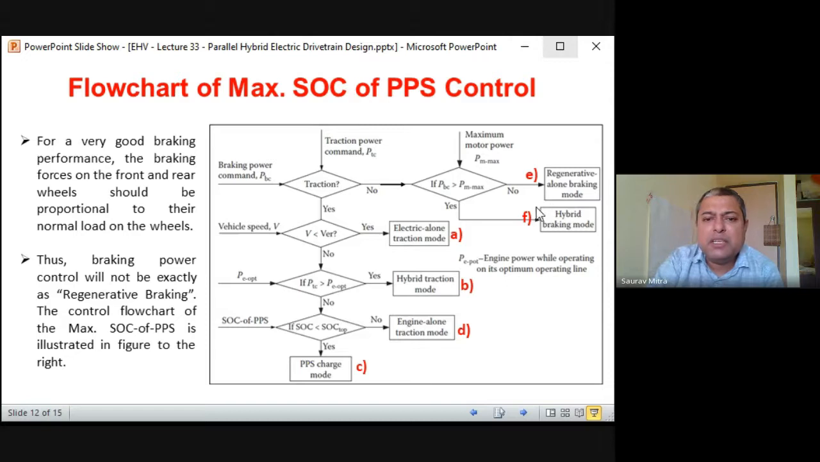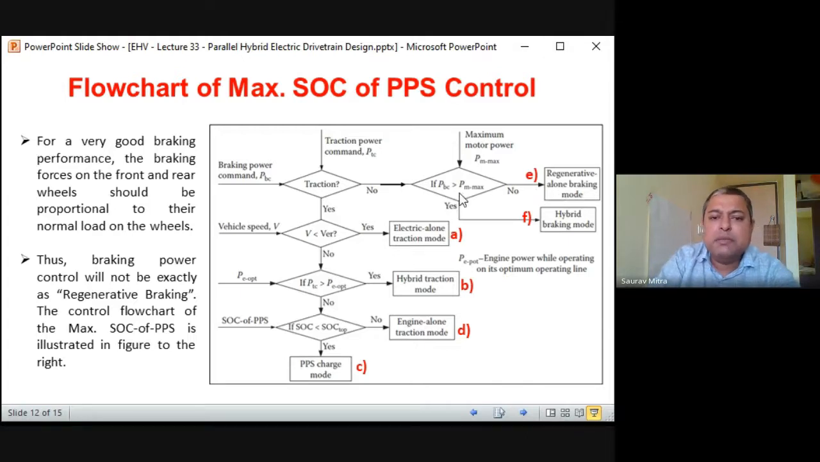In that case, only regenerative braking, that is electrical braking, will do the job. So in this case, hybrid braking, it is mechanical plus electrical. In this E case, it is only electrical. So maximum motor power, which is also coming to the vehicle. So PBC, whether it is greater than PM max. If no, that means maximum braking is not required. That means you can go only for electrical braking, E case.